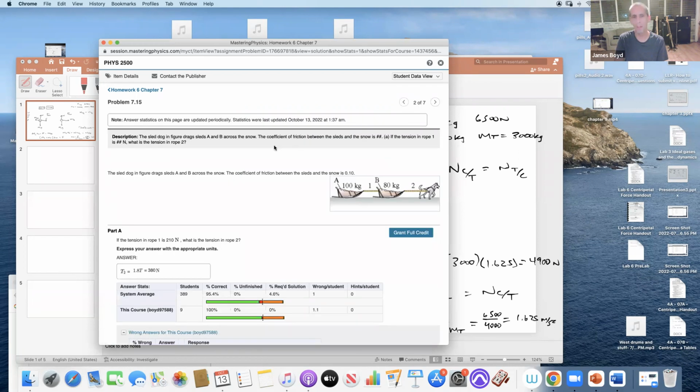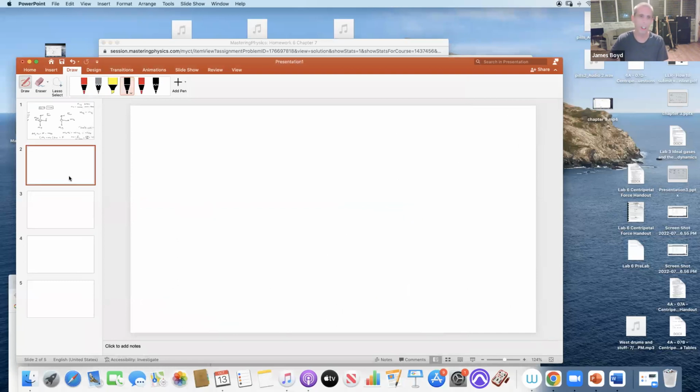It's actually not a bad problem, but all of these problems we do the same way. We draw free body diagrams and then we link them by the ropes or the tensions or something else. In this one, we have a dog that's pulling two sleds, one that weighs 100 kilograms, sled A, and one that weighs 80. These two ropes are going to have different tensions. We need to be careful there. We also have friction, so we're going to need to figure out what tension 2 is. Let's take a look at what's going on here.